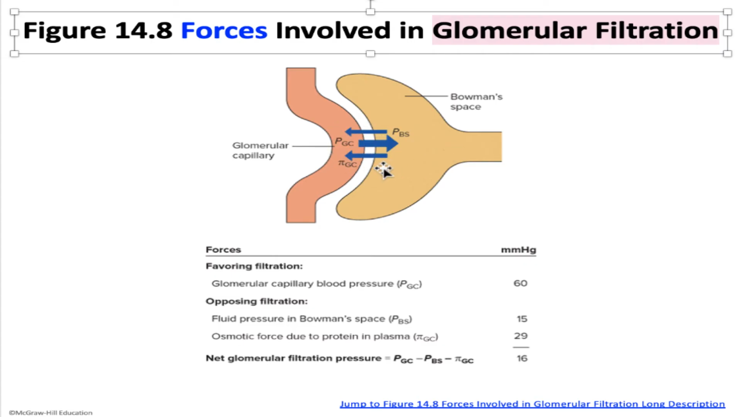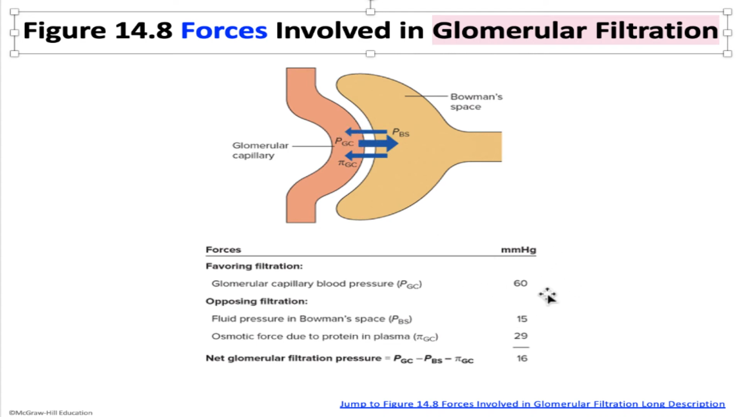The first back pressure is easy to understand, and that's the osmotic force due to the extra proteins that can't leave. So the proteins that are left behind in the capillary, they have a pulling force back on that fluid. And there's a second force here at the very top, the PBS. And that's the pressure of the fluid in the Bowman's capsule building up. And as that fluid builds up and it can't leave fast enough down this pathway here, it has a back pressure, and that's the back pressure there.